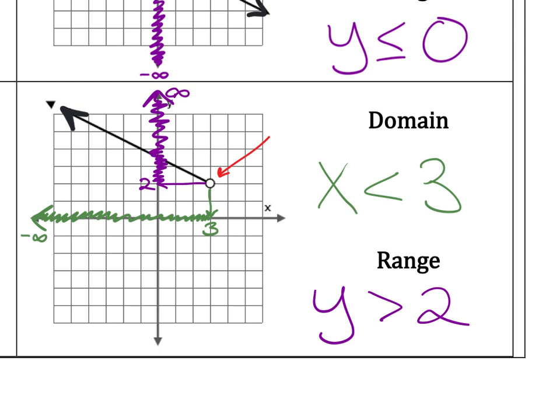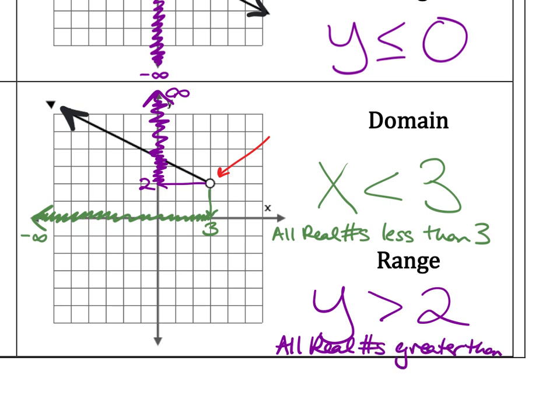Let's write down in a verbal description again. This is all real numbers less than 3 and all real numbers greater than 2. You are going to be responsible for putting these into verbal descriptions today, so make sure you can say them out loud. All real numbers less than 3, all real numbers greater than 2.